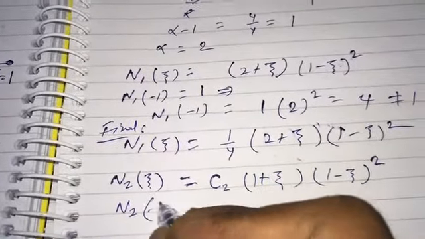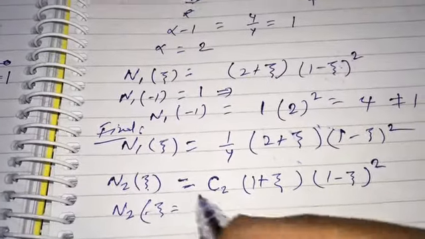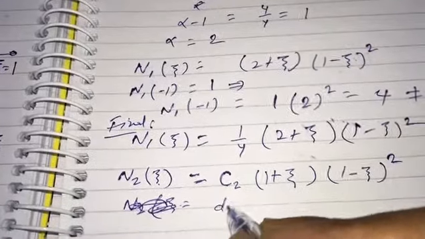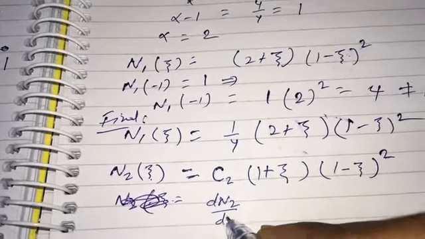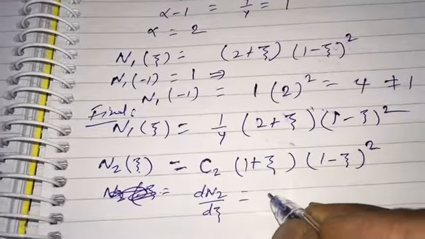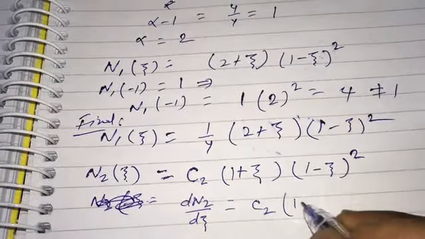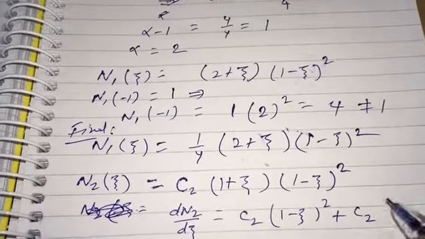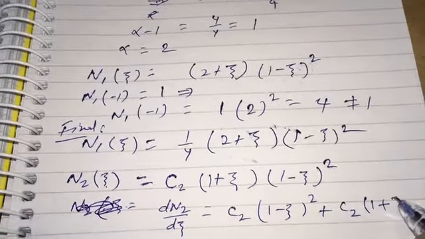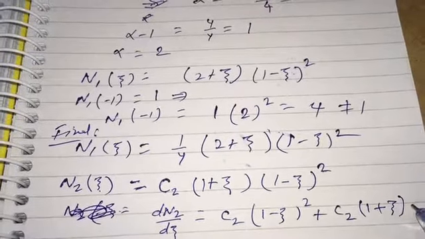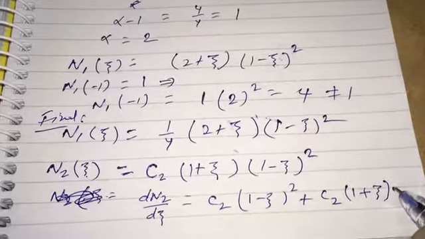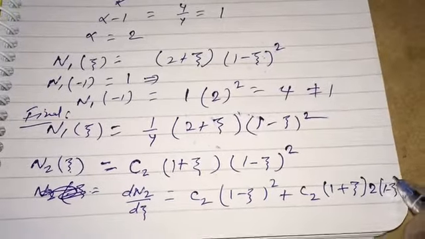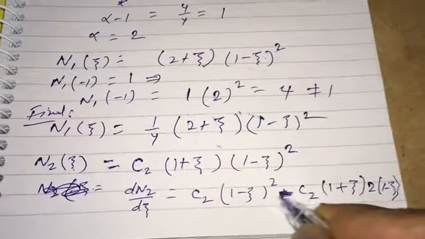We want N2 at xi equal to minus 1. So, this automatically is 0, only we have to check what is the slope value. So, dN2 d xi equal to, we get C2 times 1 minus xi square plus C2 times 1 plus xi multiplied by 2 times 1 minus xi and minus 1. So, here it will be minus 1.